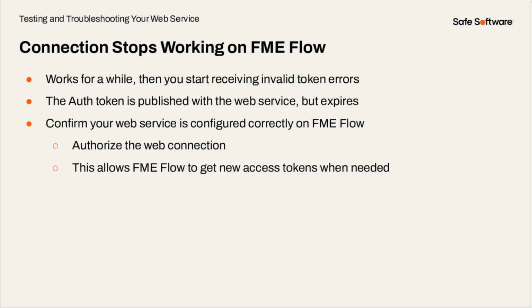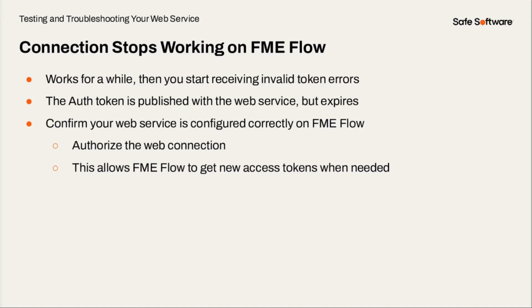Great, and I'll just talk a little bit about some troubleshooting on FME Flow. So one issue a lot of our users will run into is once they publish up to Flow, a connection works for a while and then you start receiving invalid token errors. There's a few reasons for this, but commonly that's because the web service just hasn't been configured on FME Flow yet. So you want to make sure that if you're using an OAuth web service with the auth code flow, that's the one that's going to show up as type OAuth in FME Flow, not token.